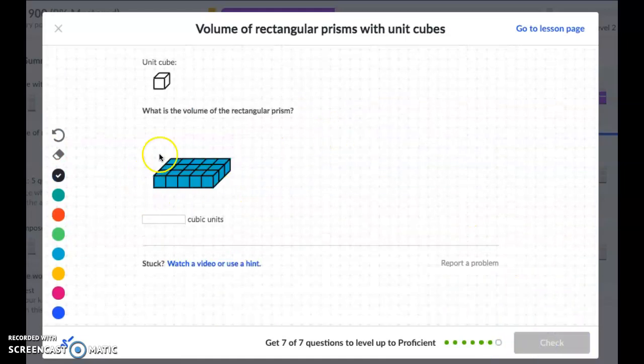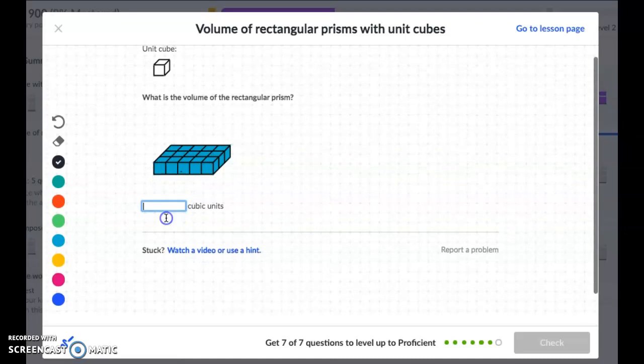Last problem here. Okay, so for me, like I said, this one's pretty flat, so I can count my cubes. So 1, 2, 3, 4, 5, and then there's another row of 5, which would give me 10, and another row of 5, which is going to give me 15 cubic units.